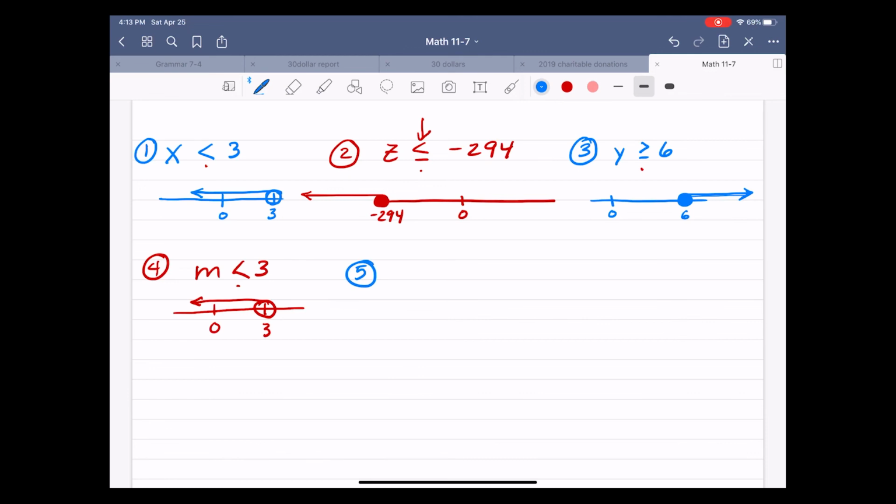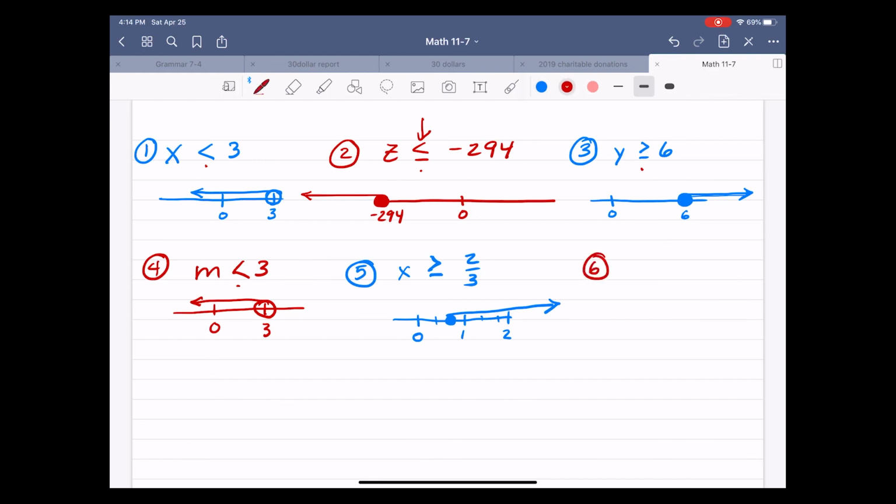Number 5. X is greater than or equal to 2/3. So here we have our 0, and let's say this is 1, this is 2. So this is 2/3. It does include the 2/3. It's greater than or equal to, so it does include the 2/3. So it's a closed circle plus everything that is larger.